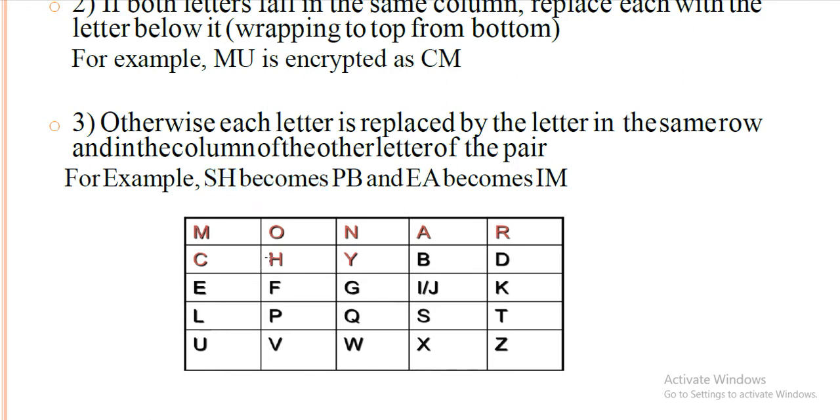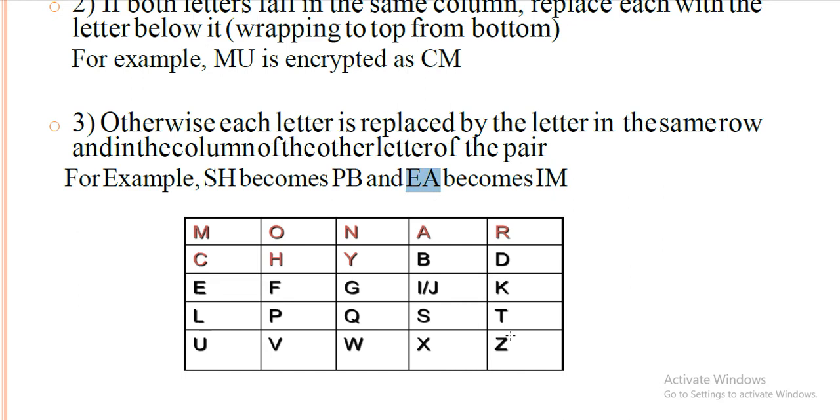So we go for the replacement: the row of one letter and the column of the other. We find the intersection point, b. So h is going to be replaced by b. Get it? So s and h become p and b. We need to find the intersection point: first alphabet row and second alphabet column. Whatever intersection point you find, just write down that point instead of that particular alphabet, right? Now we go for another example to make it clearer.